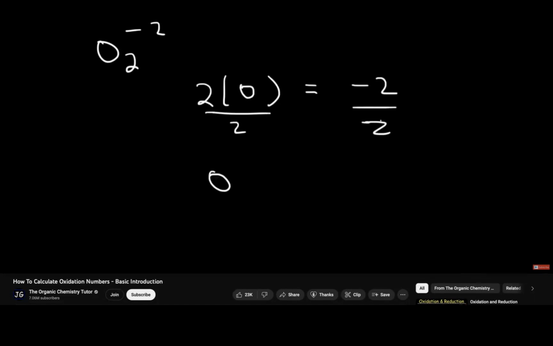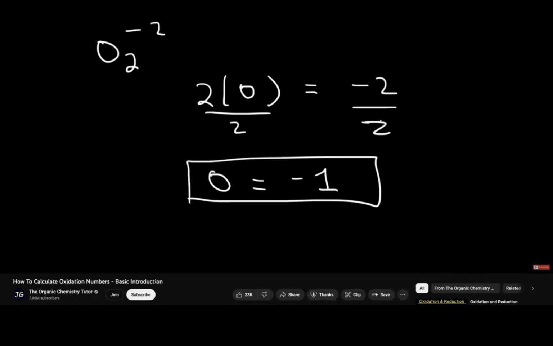So here's another example. This is the peroxide ion. To find the oxidation state of each oxygen atom in this ion, you can write an equation as 2 oxygen atoms with a total charge of -2. So individually, each oxygen atom has a charge of -1. So that's the oxidation state of oxygen individually in the peroxide ion.